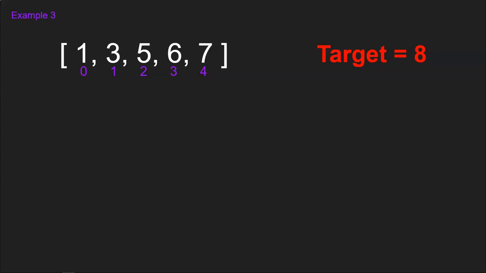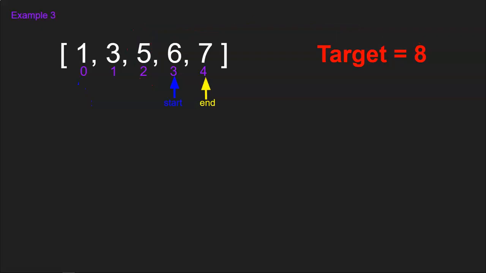Let's apply the binary search over here. As usual, start and end pointers are pointing to 0 and 4 respectively. Let's find the mid pointer, which is at index 2, and the mid element is clearly less than the target element, hence we need to update the start pointer.